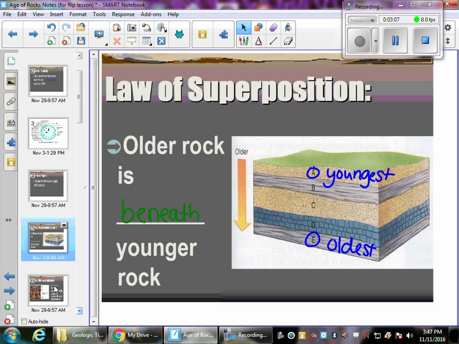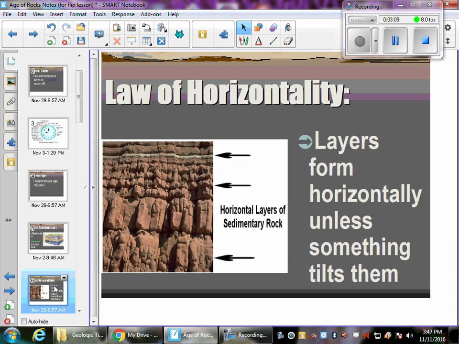Right? There is a second rule, or law, that is used when we're talking about the relative age of rocks, and that is the law of horizontality. That's kind of a mouthful. But all that means is that layers of rocks are going to form horizontally. And they're going to stay horizontal unless there's something there to tilt them or to move them.